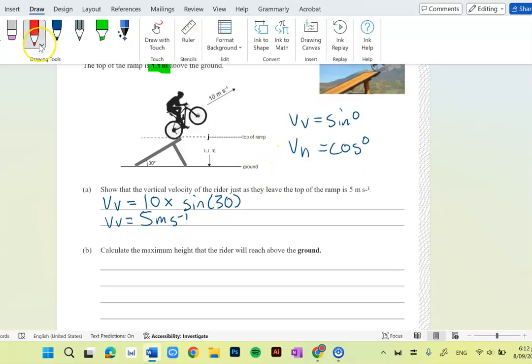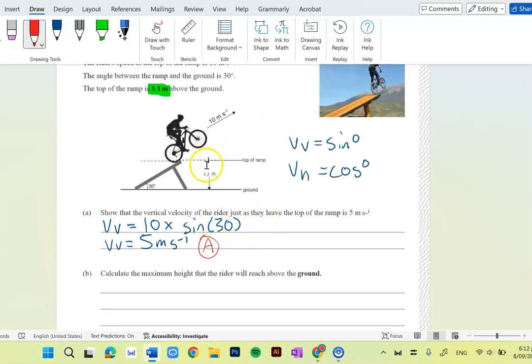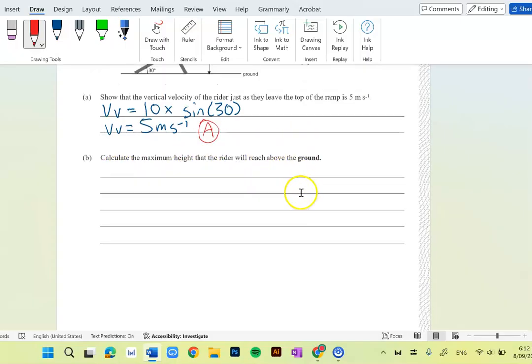And that isn't achieved very easily. It's just 2 steps. You have to show your working. You can't just write it equals 5 because you haven't demonstrated you know what you're doing. So, next question. Calculate the maximum height that the rider will reach above the ground.